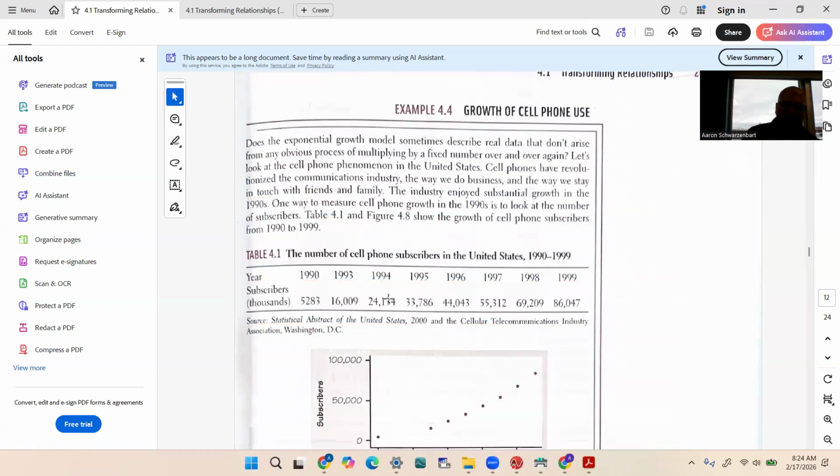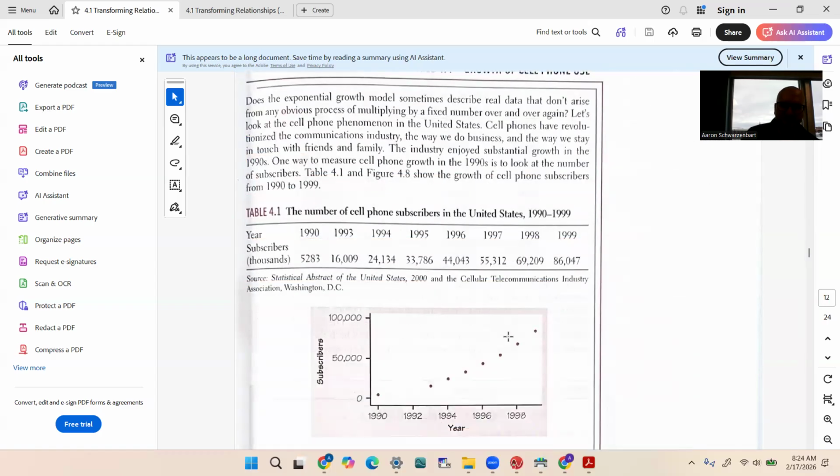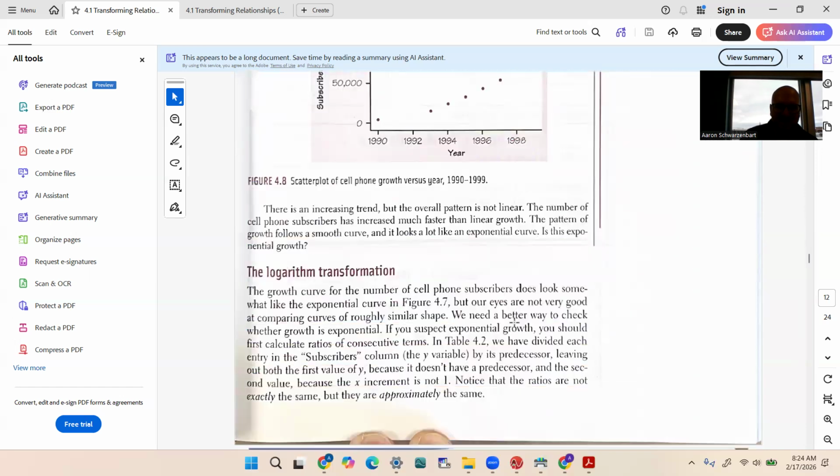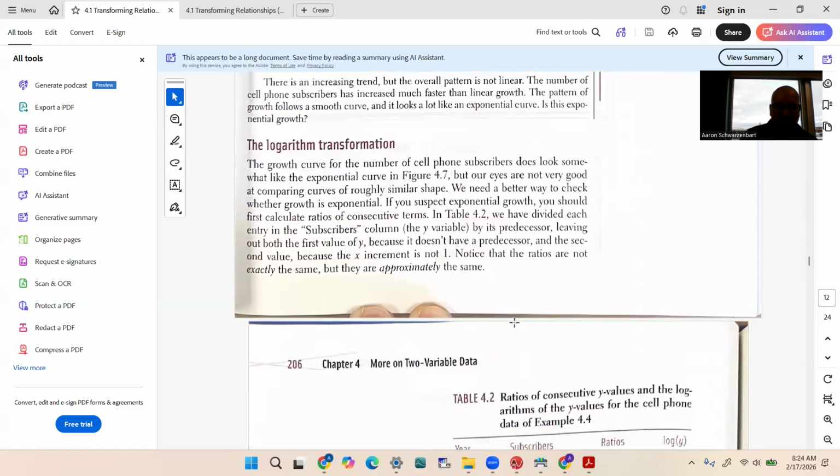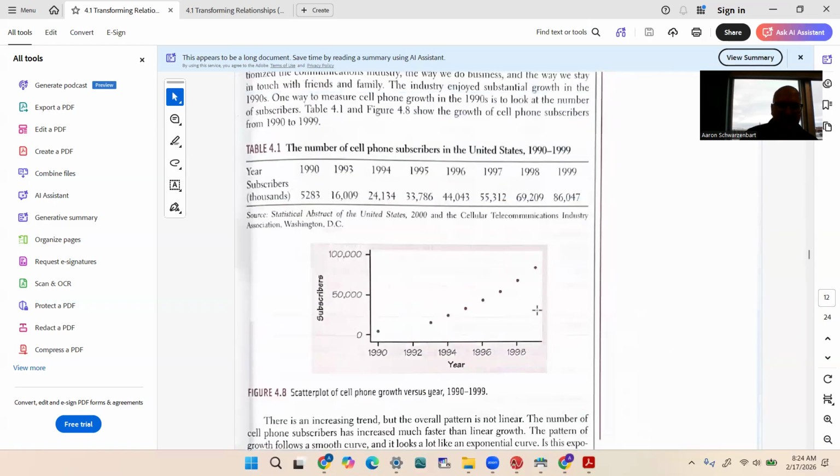So, cell phone use. I want you guys to take this data, take your book, flip to page 205, enter this data into your calculator. I'm going to show you how to do this.